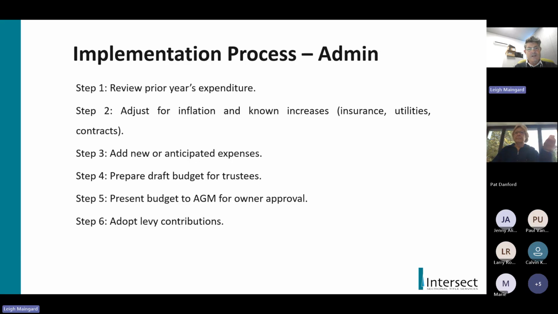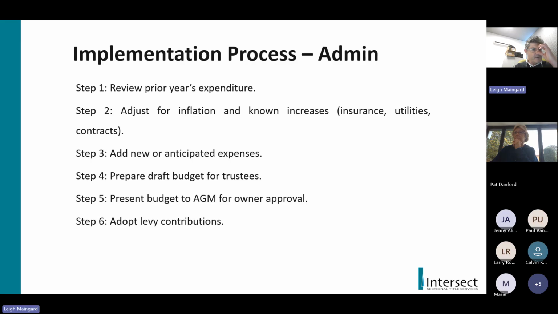And then add new or anticipated expenses. As I mentioned, you might have incurred expenses on maintenance in the previous year that you didn't plan for, but you now believe that you are going to incur that cost going forward. So it's important to consider that and then put that into your budget.